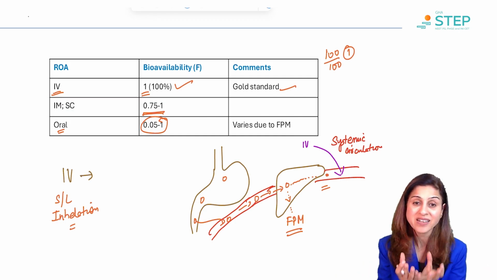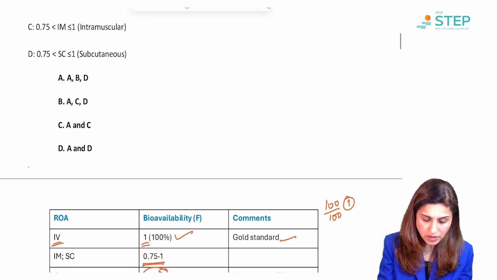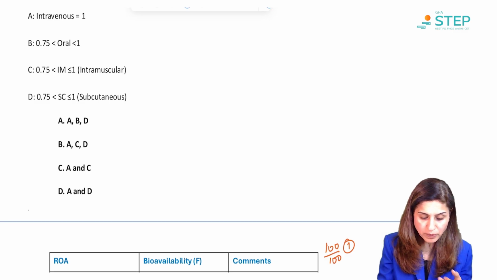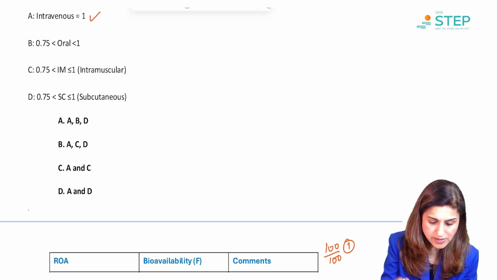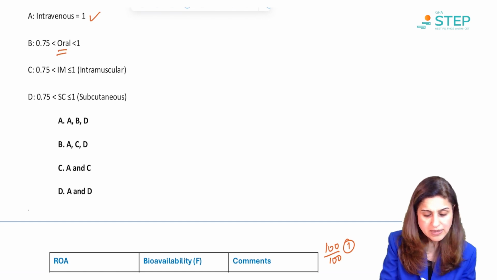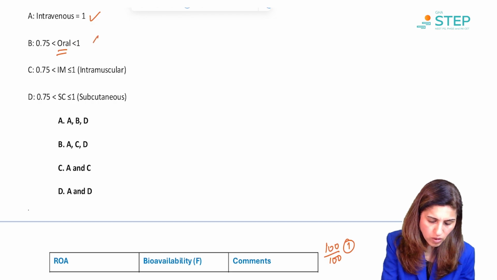None of them have exactly 1 as a bioavailability. So if we go back to this here, the best possible answer would be what? IV is 1. That is definitely correct. But is oral 75% to 1? No, it is too high. It can be from 50 to 1. So this is a wrong one.